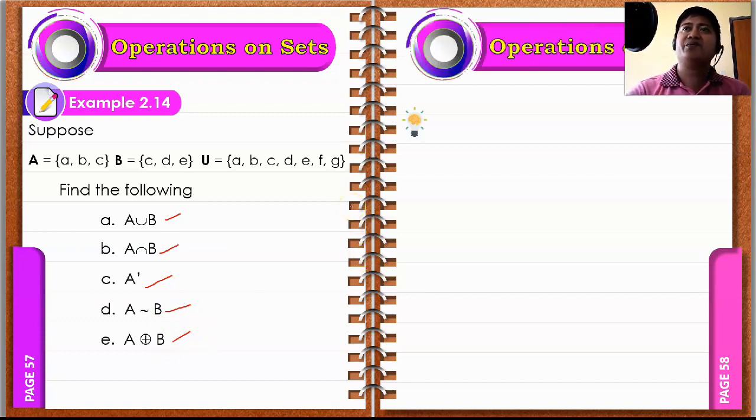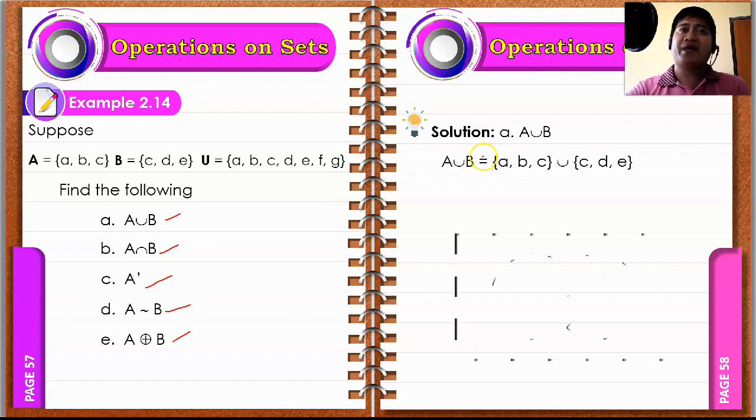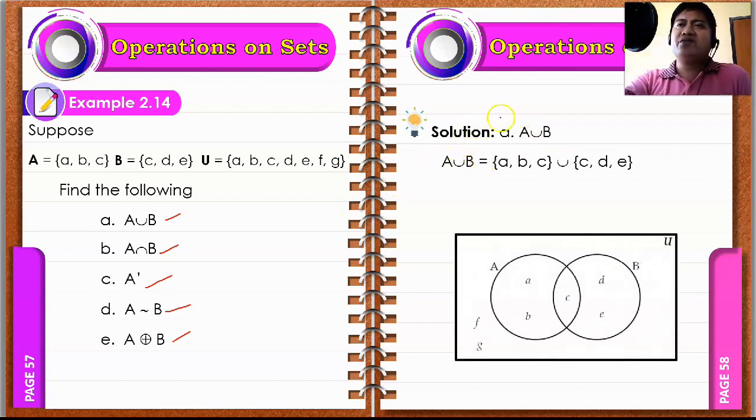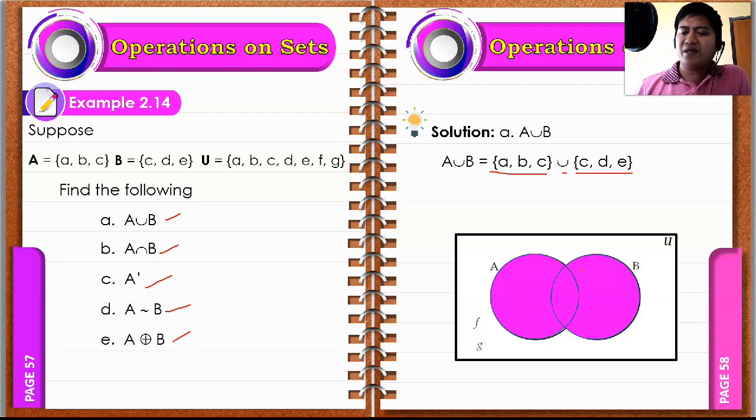So let's start first with finding the solution for A union B. So for A union B, you have the set A union set B. To answer this, we need just to combine all the elements of A and B, because those are elements that can be found in A or elements that are present in B. So all in all, this will be the shaded area, and therefore A union B is equal to A, B, C, D, E.